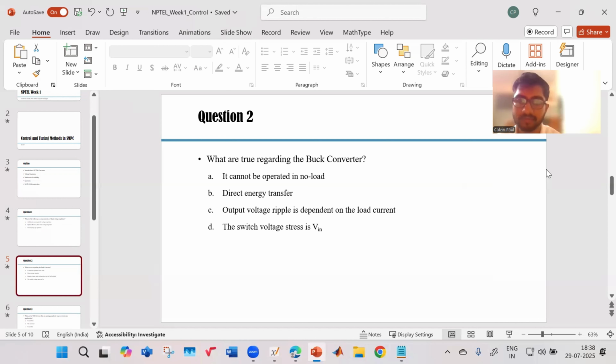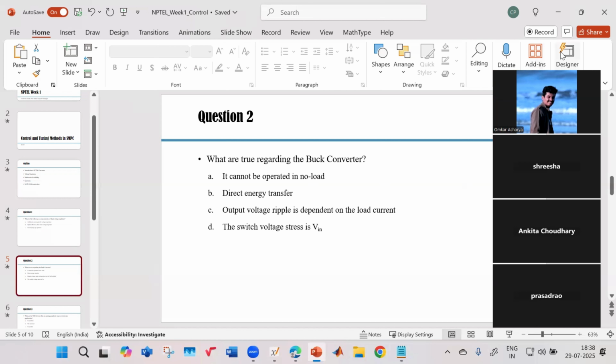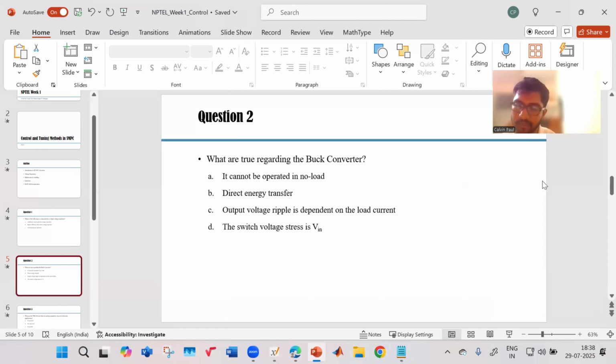Take a swing. C is correct. Output voltage ripple is dependent on load current. Correct. Then D is incorrect because voltage across the switch will be V in minus V0. Okay, no, sorry. D is also correct. Voltage across the switch will be V in. A is incorrect because we can operate it in no load. Correct.